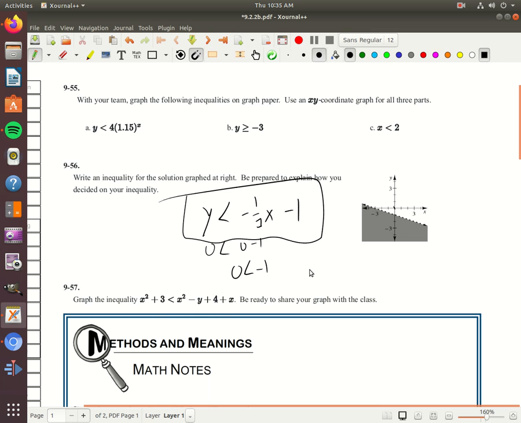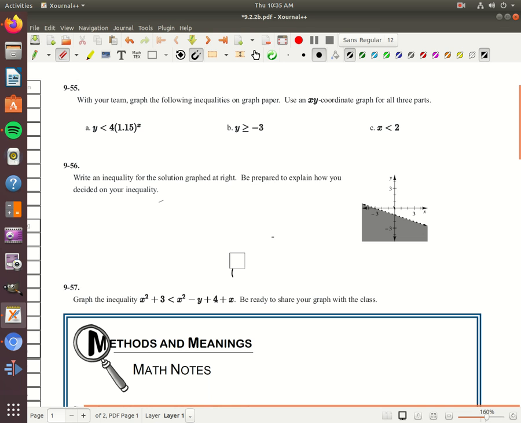Last one, graph this inequality right here. I'm going to create a little bit of space here on 957. So I'll just write this out. X squared plus 3 is less than x squared minus y plus 4 plus x. A couple things I'm going to do here. One, I'll subtract x squared from both sides. Two, I'll add y to both sides. Lastly, I'll subtract 3 from both sides, and I'll see what's left.